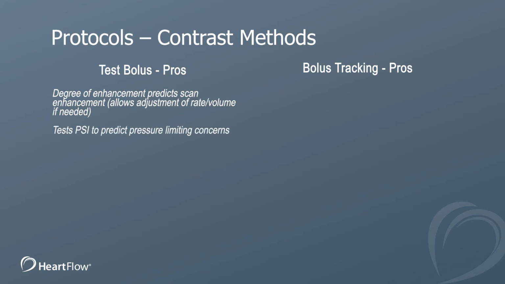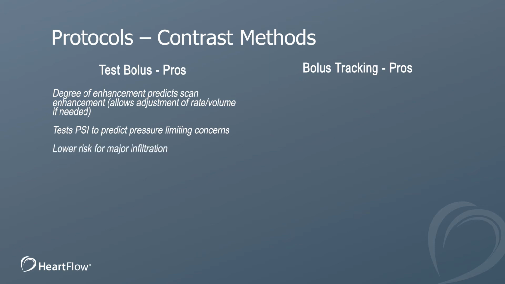It also allows us to have an opportunity to see how high the pressure went on the power injector by injecting a test bolus. If the pressure goes high on the test injection, then there is a high likelihood that during the main scan injection with a larger volume of contrast, the injector will pressure limit and slow down the contrast infusion, which can be very detrimental. It can result in contamination of right heart contrast or simply inadequate coronary opacification.